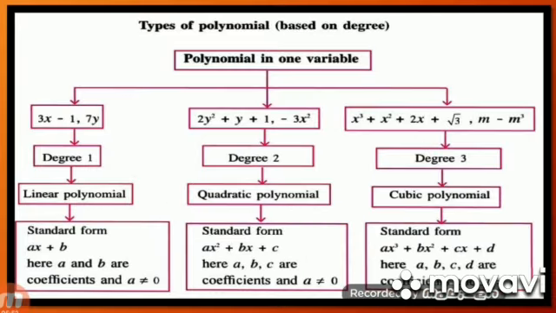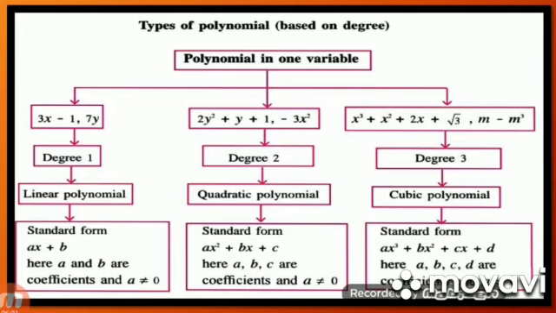Types of polynomial based on degree. Polynomial in one variable. First is linear polynomial. The degree is 1. Example: 3x − 1 or 7y. The standard form of a linear polynomial is ax + b, where a and b are coefficients and a is not equal to 0. The quadratic polynomial is of degree 2.